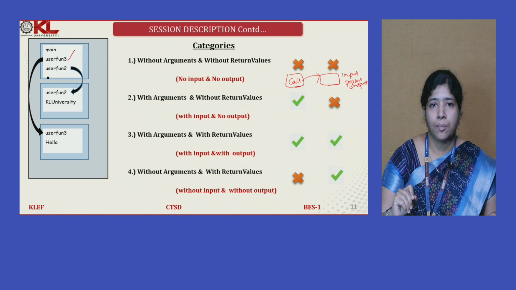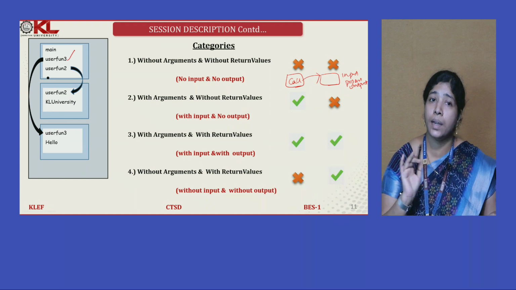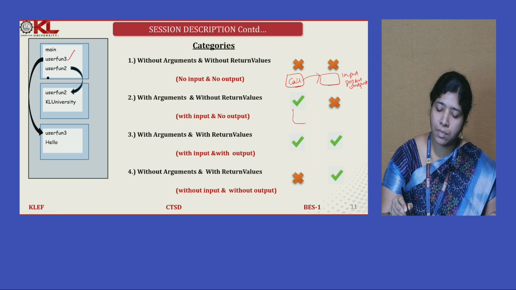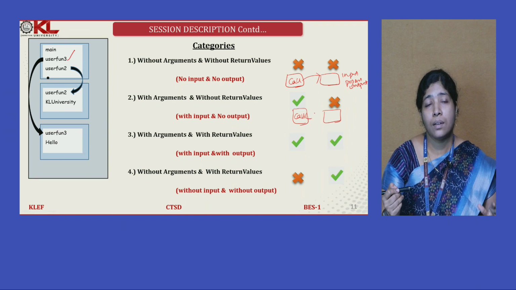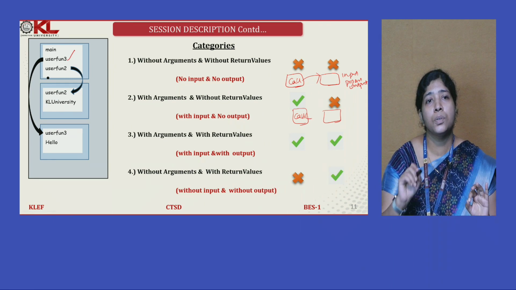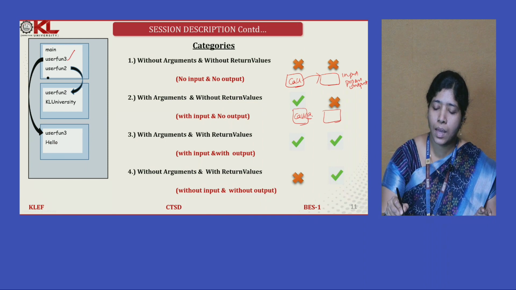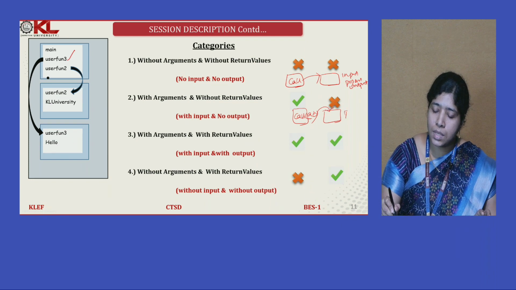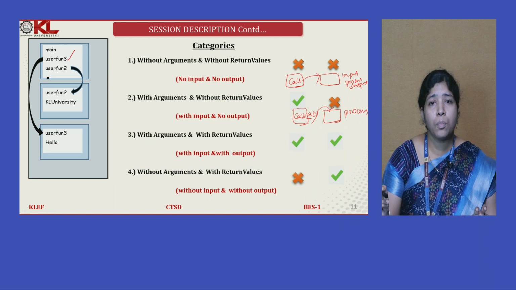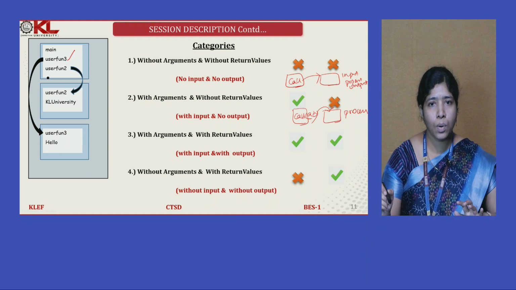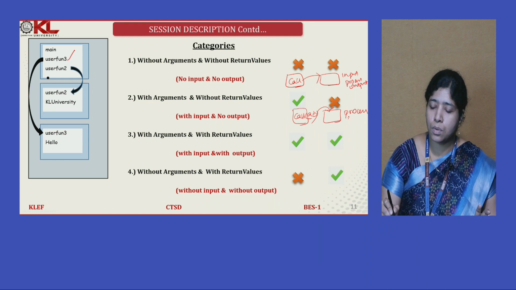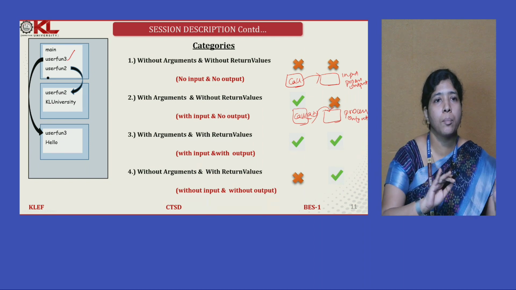Second category. I will provide the inputs and I don't want the output. This is the main function and this is the user function. When I call, what is the category here? With arguments. That means you should provide the inputs. So I am giving A and B. The moment you give A and B, the process is done in here. Do you want the output in here? Return value is nothing but output. No. So the process and output are done in the user function itself. We are not returning back again.